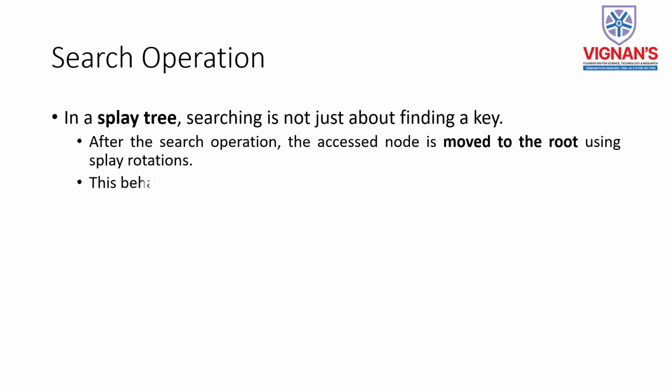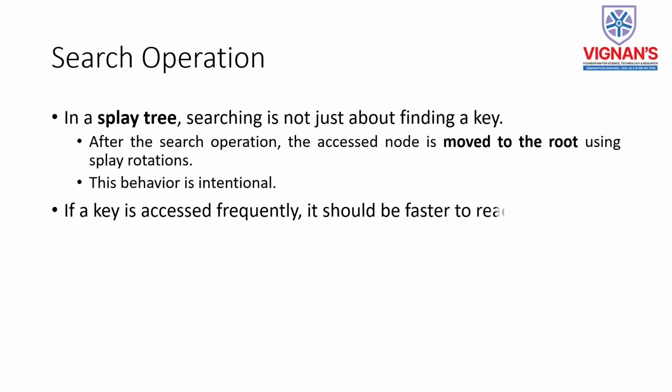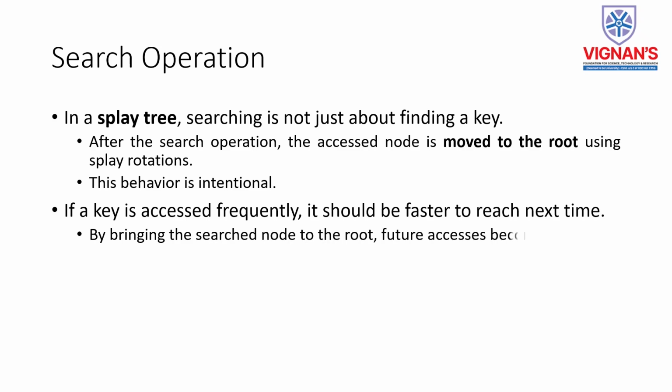This behavior is intentional. The tree is designed this way on purpose to improve performance over time. If a key is accessed frequently, it should be faster to reach next time. Keys that are used often should require fewer comparisons in future searches. By bringing the searched node to the root, future accesses become quicker. Placing the node at the root reduces the path length when the same key is searched again.